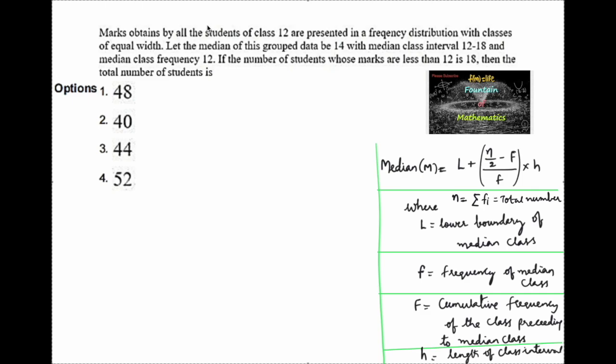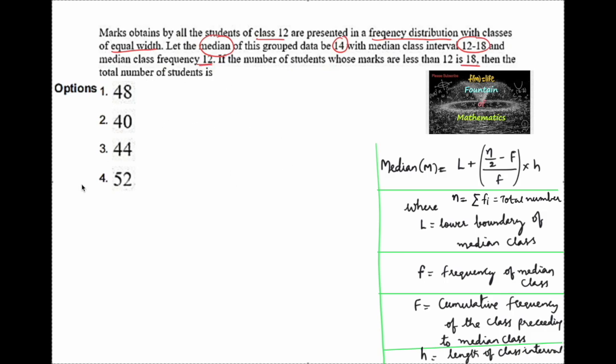Given that marks obtained by all the students of class 12 are presented in a frequency distribution with the classes of equal width, let the median of this group data be 14 and the median class is 12 to 18, and the median class frequency is 12 and the number of students whose marks are less than 12 is 18. So then the total number of students is.